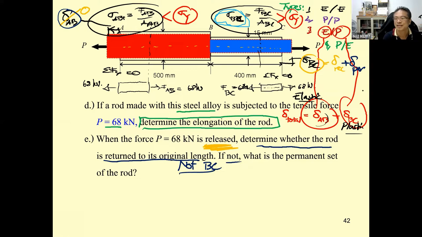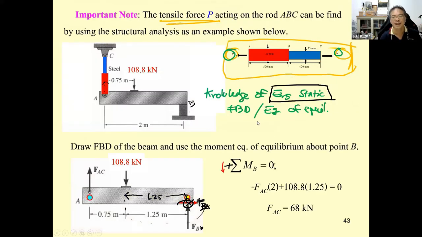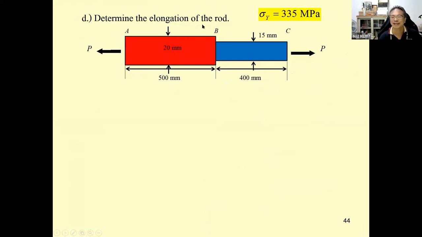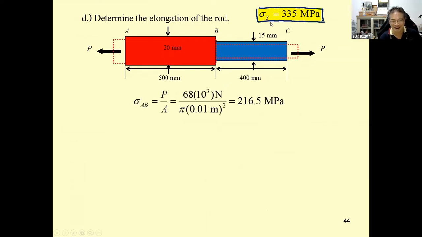If not, what is going to be this permanent set? I'd like you guys to understand the concept and use the concept properly. Okay, and now determine the elongation. The stress-strain diagram specifies sigma sub y already, and sigma sub y is going to be 68,000 Newton. If you prefer, I recommend using this 10 millimeter square. This is going to be in Newton per millimeter square, which is megapascal.